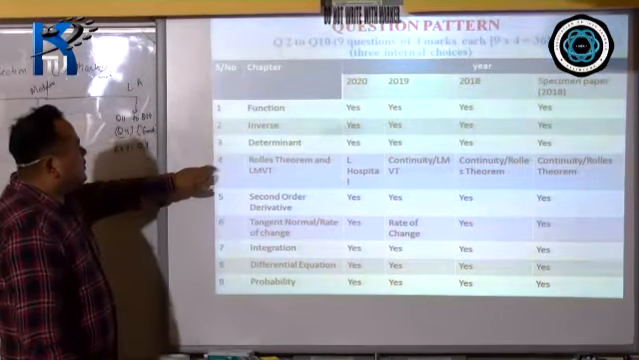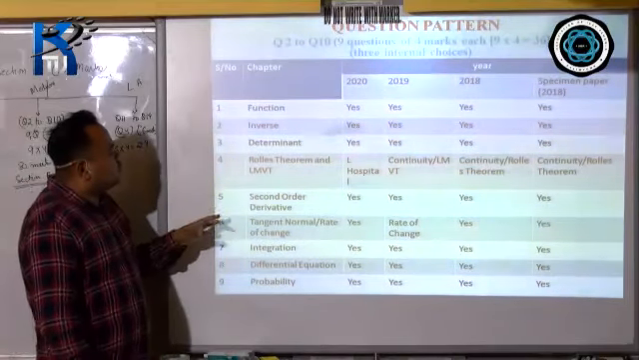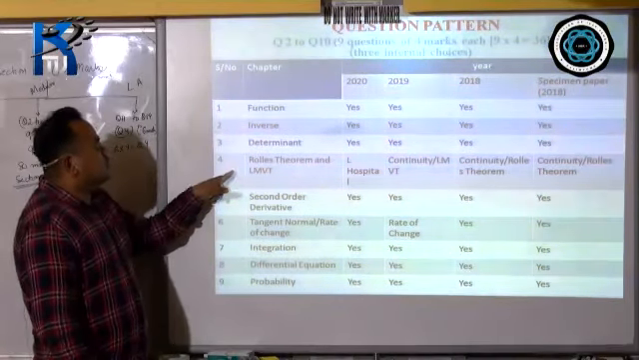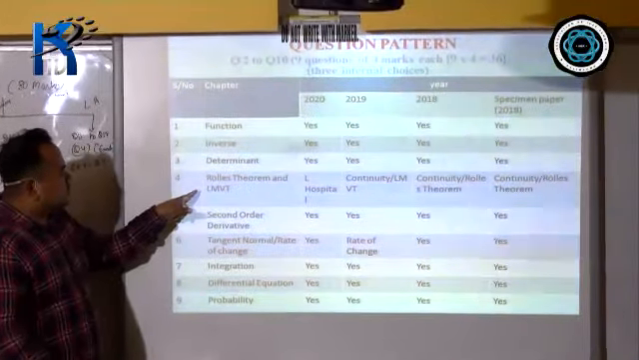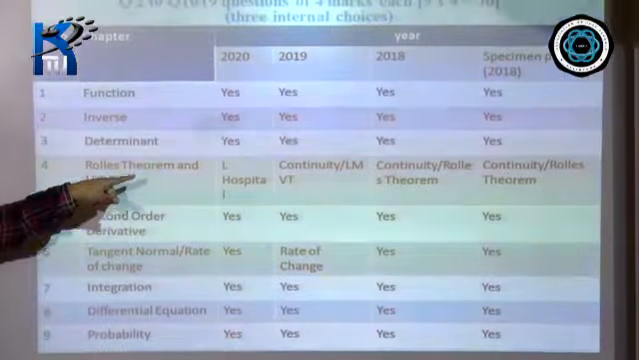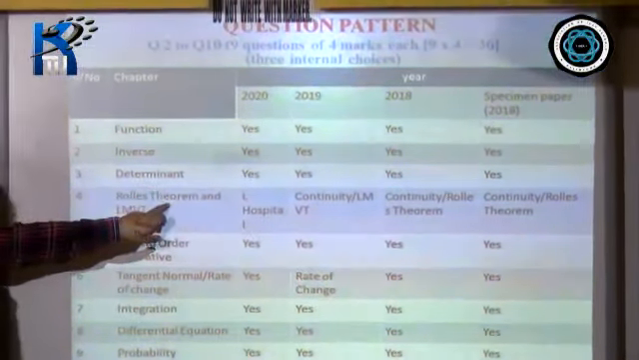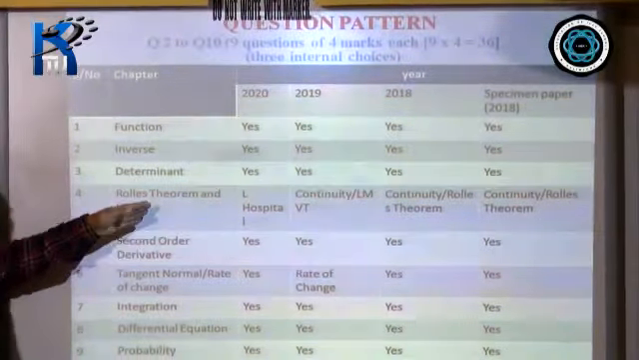Now, this, the 4th question out here. Normally what used to happen was you used to get an internal choice out here. There was an internal choice between continuity, Rolle's theorem, continuity, LMVT and Rolle's theorem. That means you either could do Rolle's theorem and LMVT, or you could do continuity.